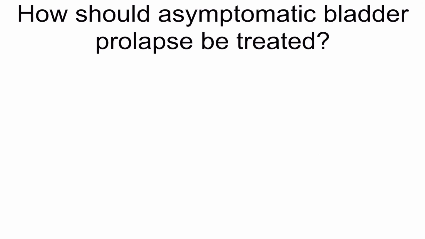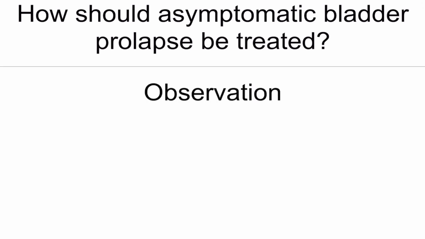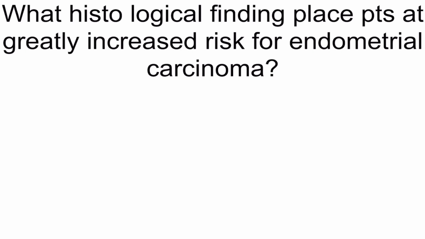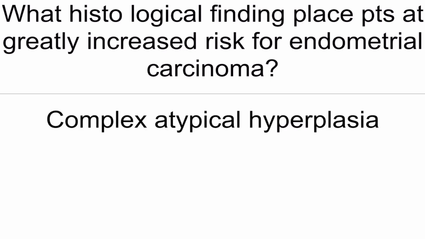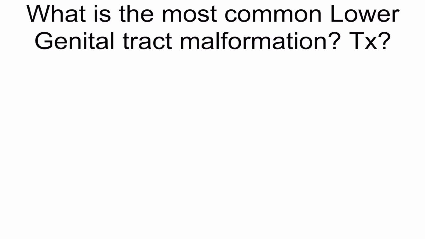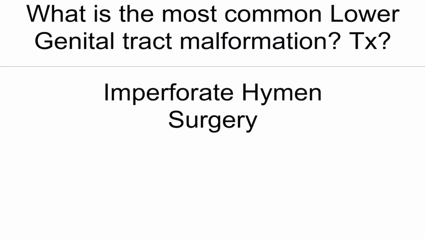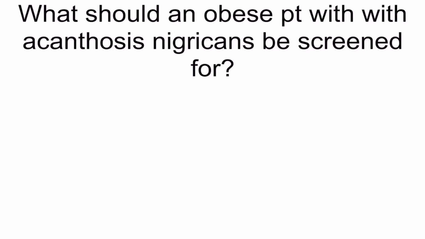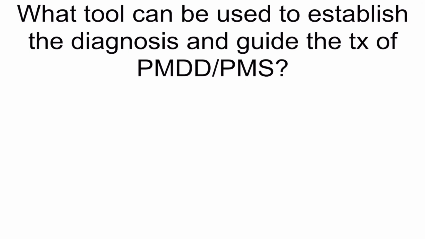How should asymptomatic bladder prolapse be treated? Observation. What histological finding places patients at greatly increased risk for endometrial carcinoma? Complex atypical hyperplasia. What is the most common lower genital tract malformation, and how do you treat it? Imperforate hymen, and you treat it with surgery. What should an obese patient with acanthosis nigricans be screened for? Diabetes.